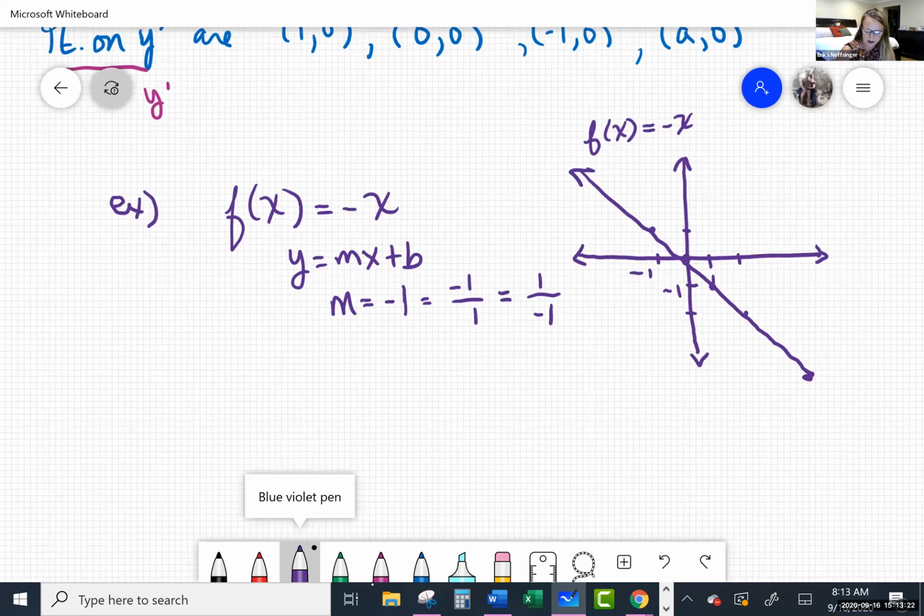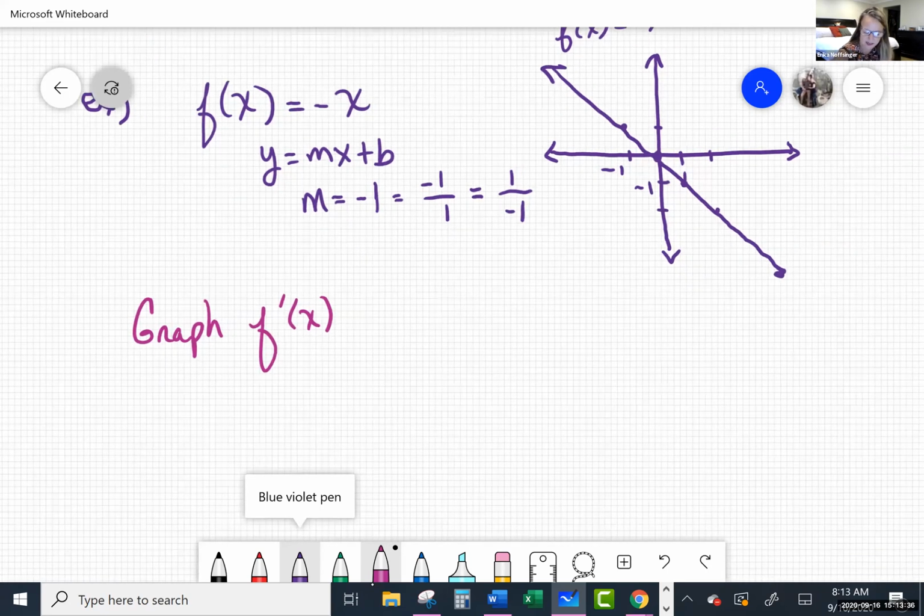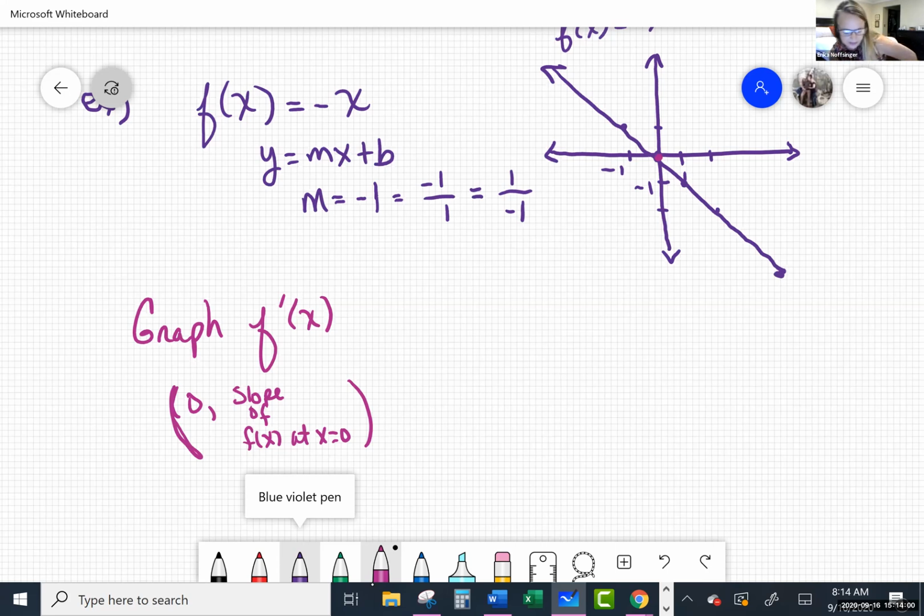So from here, we should also be able to graph f prime of x. So every point that's here, so when x is 0, we have to look at what is that slope. So this would be the slope of f of x at x equals 0. Because this is a line, it always has the same exact slope, any point on that line. And in our case, that slope is going to be -1.